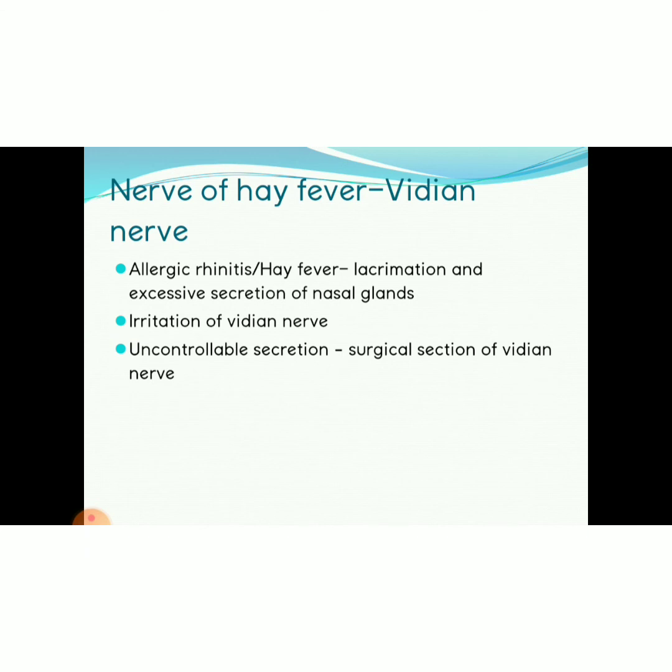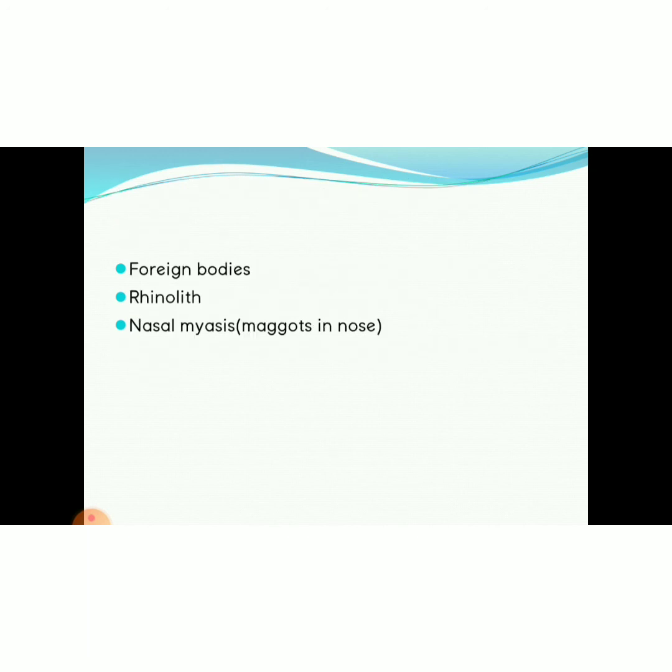We already talked about the Vidian nerve or the nerve of pterygoid canal. It is also called the nerve of hay fever. Allergic rhinitis is also called hay fever. It is characterized by lacrimation and excessive secretion of nasal glands due to the irritation of the Vidian nerve. So if there is uncontrollable secretion, you can go for surgical section of the Vidian nerve. Then there can be foreign bodies, rhinolith, nasal myiasis. Nasal myiasis is maggots in the nose.